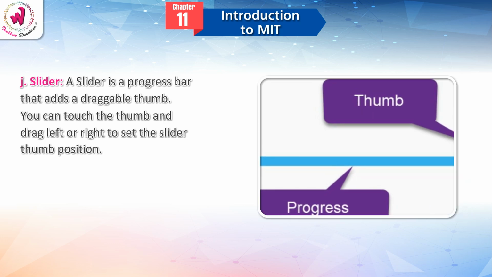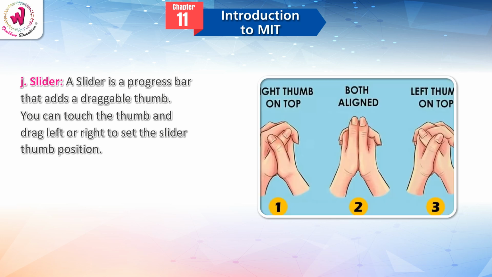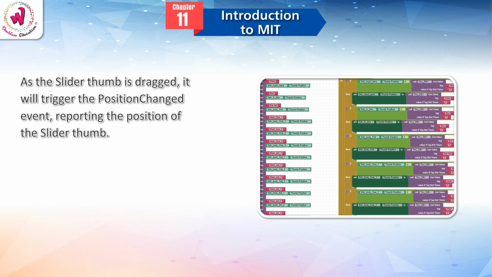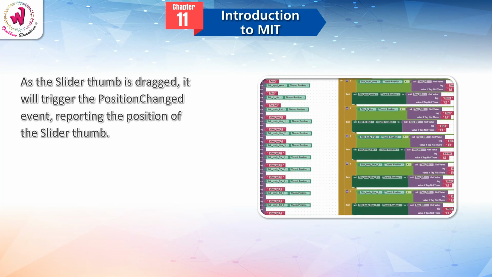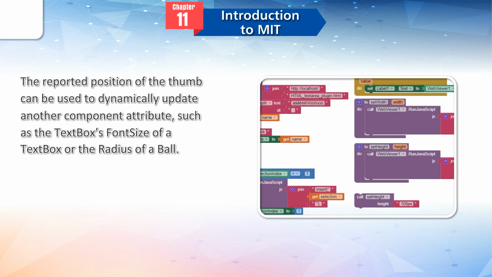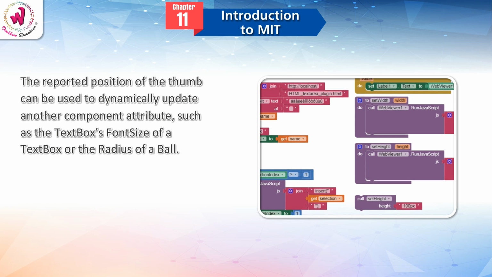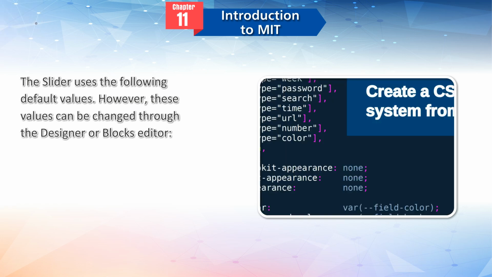J. Slider. A slider is a progress bar that adds a draggable thumb. You can touch the thumb and drag left or right to set the slider thumb position. As the slider thumb is dragged, it will trigger the PositionChanged event, reporting the position of the slider thumb. The reported position of the thumb can be used to dynamically update another component attribute, such as the font size of a text box or the radius of a ball.